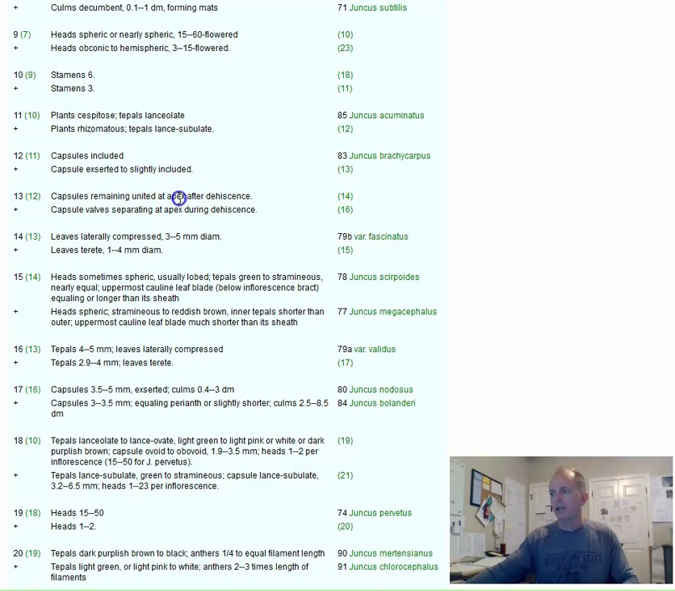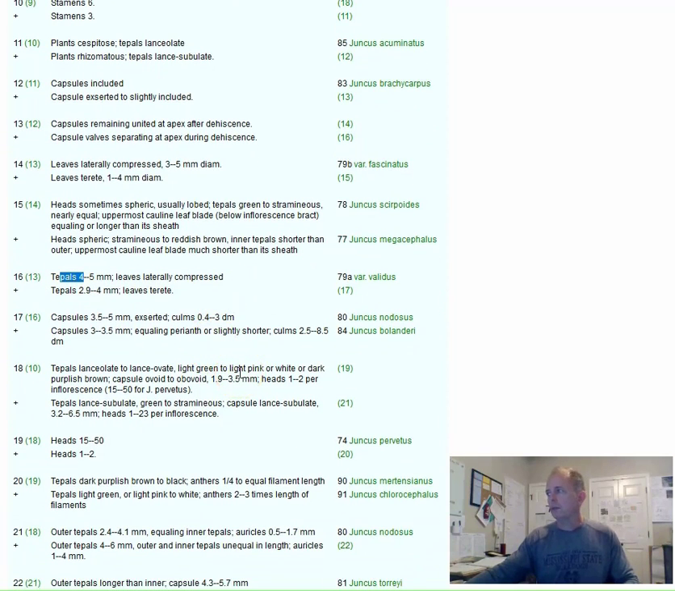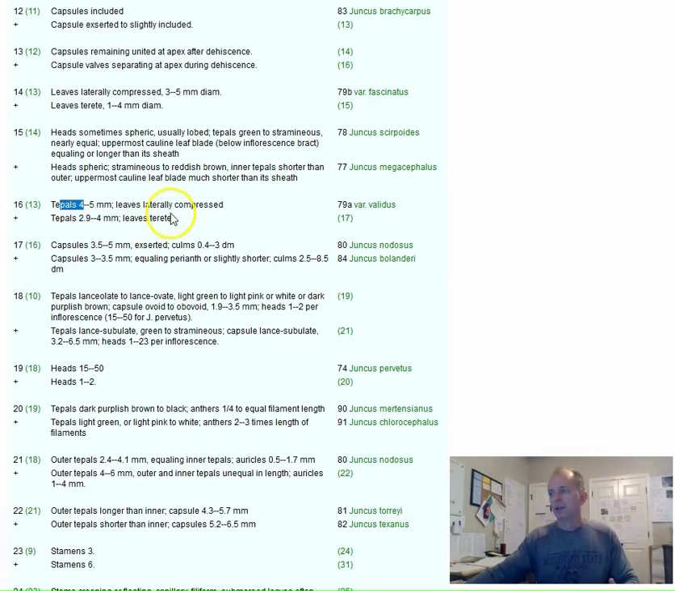So number 13, capsules remaining united at the apex after dehiscence, or do the valves separate at the apex, which is what they do on this one. So I was just pointing that out. So we come down to 16. Down to 16, all right, and this is where it gets a little bit confusing. Either the tepals are 4 to 5 millimeters long, the leaves laterally compressed, which is what we have, or the tepals are 3 to 4 millimeters and the leaves are terete.